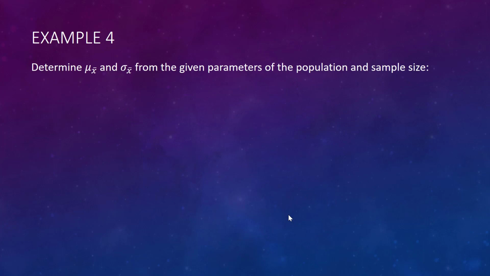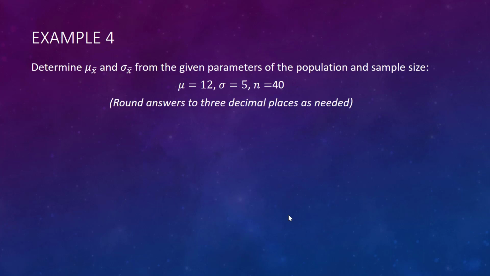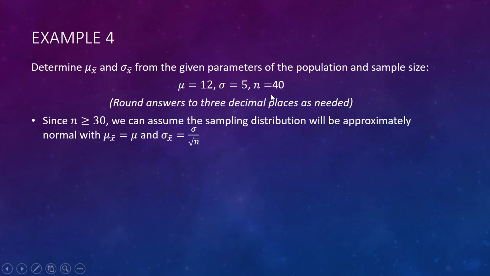Example 4. Determine the sampling distribution mean and standard deviation from the given parameters. This time we're going to round all of our answers to 3 decimal places as needed. So our population mean is 12, our population standard deviation is 5, and our sample size is 40. So first of all, since our sample size is larger than 30, we can assume that the sampling distribution will be approximately normally distributed, with the sampling distribution mean being the same as the population mean, and the sampling distribution standard deviation being the population standard deviation divided by the square root of our sample size n.